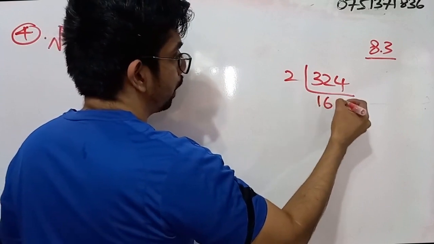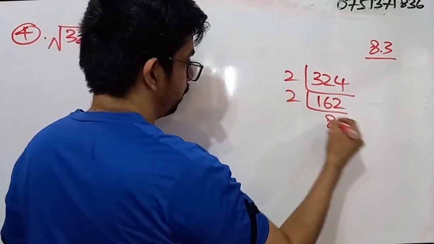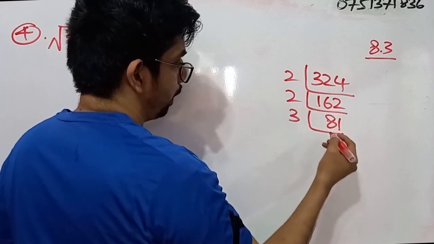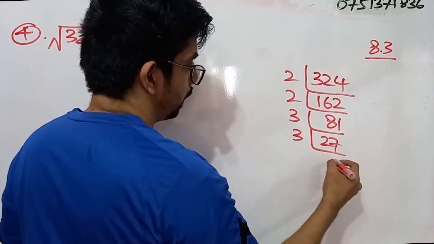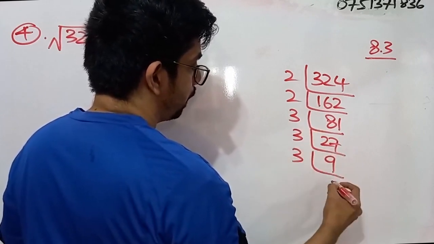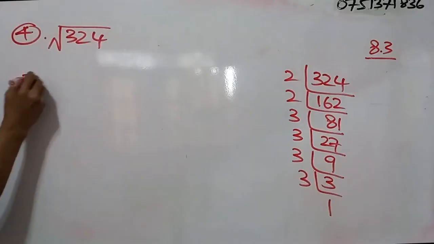324, we will divide this by 2. So we will get what? 162. 162 divide by 2, we get what? 81. 81 I have to divide by 3. So I will get 27. 27 divided by 3, I will get 9. 9 I will divide by 3. I will get 3. 3 divided by 3, we get a 1.